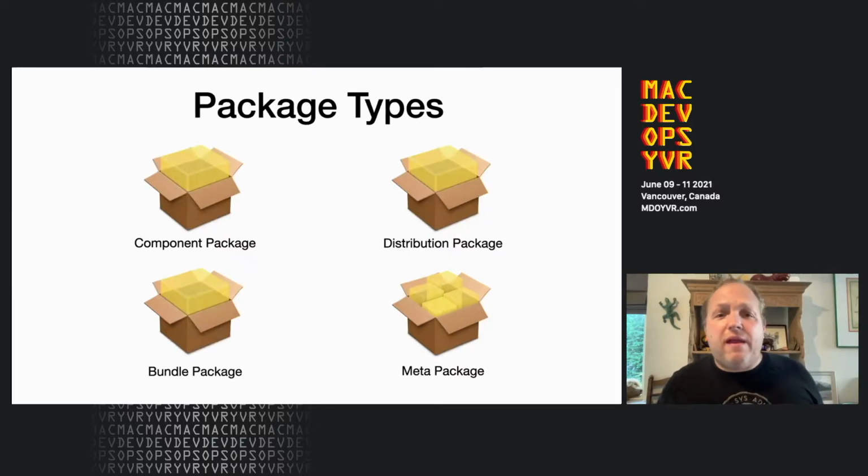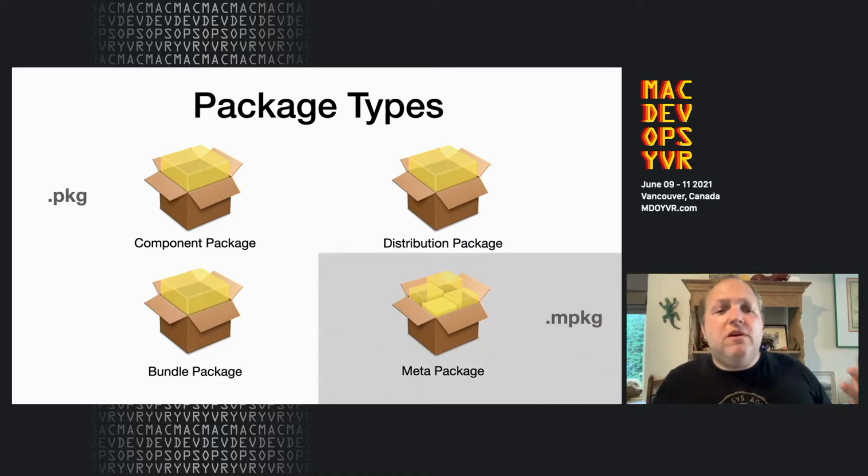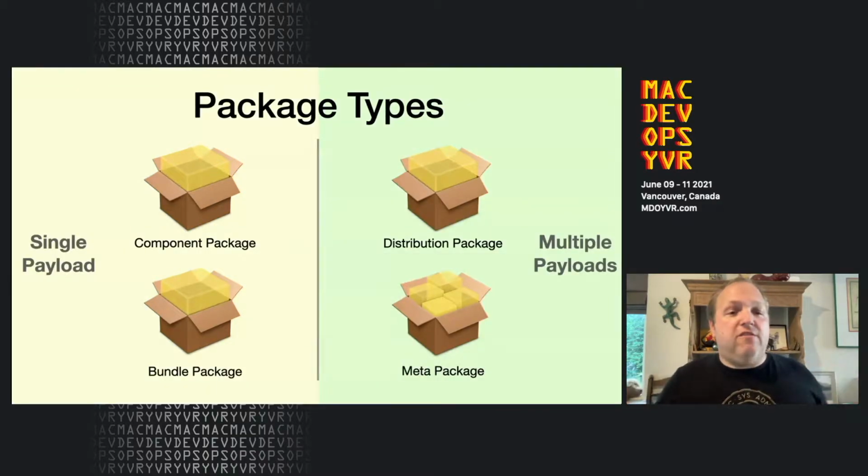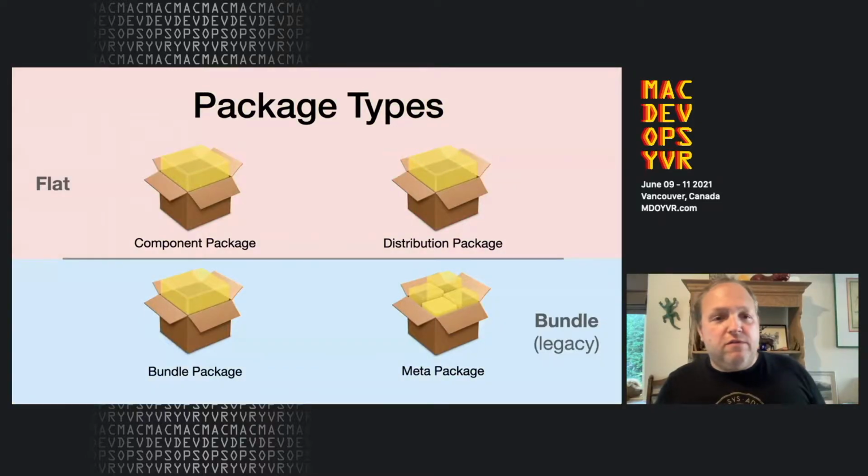There are many kinds of package types, and the confusing thing is, even though there are at least 4 kinds of package types, they all look the same. Most of them share the same extension. Except for the legacy meta package, which has mpkg, and it actually has a very awesome looking icon, and I kind of miss that. There are packages that have a single payload versus packages that have multiple payloads.